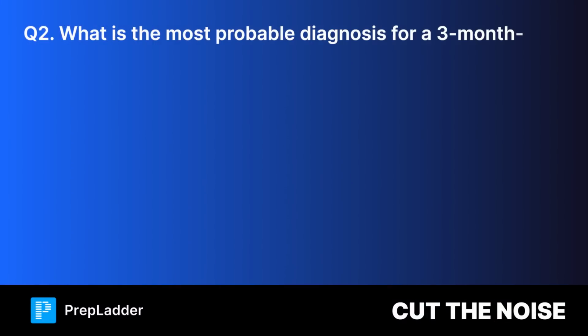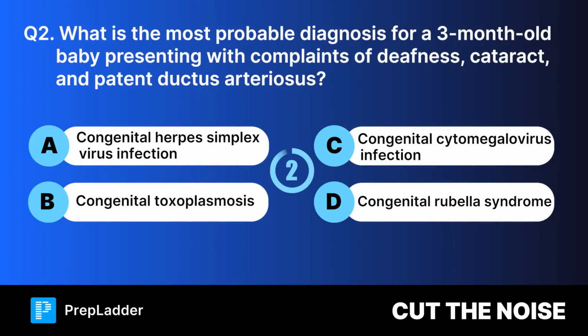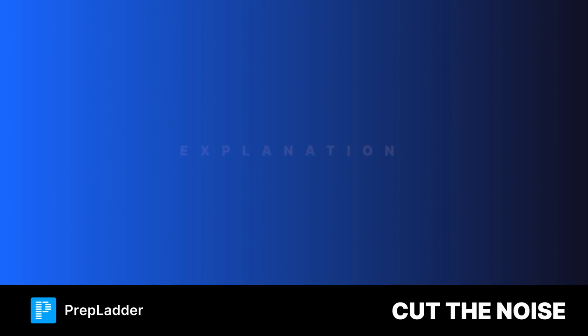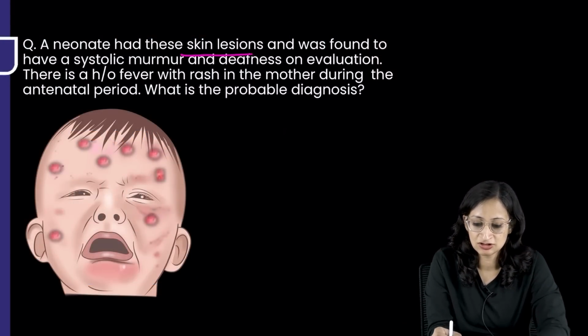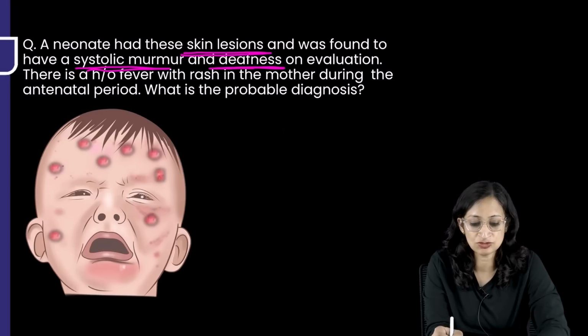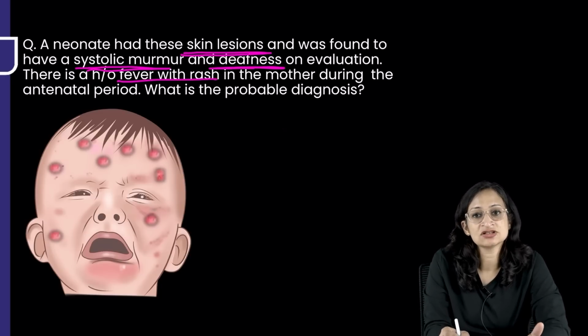Question 2. What is the most probable diagnosis for a 3-month-old baby presenting with complaints of deafness, cataract, and patent ductus arteriosus? Your options are. And the correct answer is congenital rubella syndrome. Here's the explanation. This neonate had these skin lesions that you can see, and was found to have a systolic murmur. There is a history of fever with rash in the mother during the antenatal period.